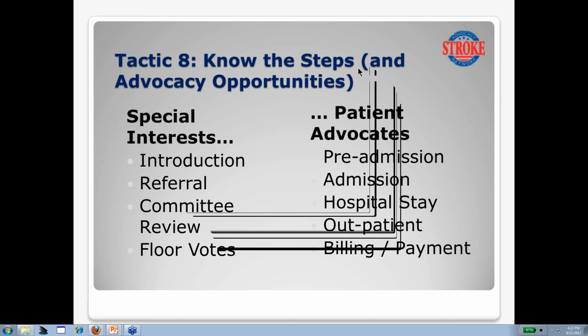All right, great. I've got someone here whose step is the billing and payment step, which is always one of the most challenging, and always difficult to figure out where your access is, but we'll talk about that in a moment. I've also got one who's talking about outpatient care, an important step in their particular advocacy process. So that was tactic 8, to know the steps and the advocacy opportunities. We've also got one on outpatient with coordination of care and billing. That's an important step in the process.